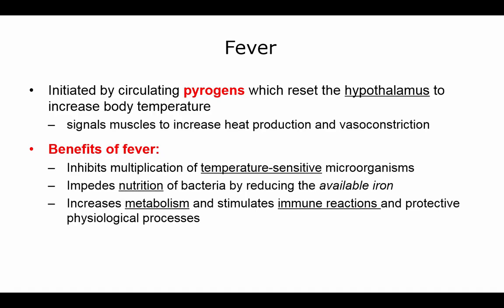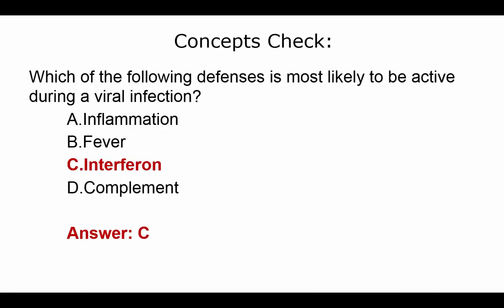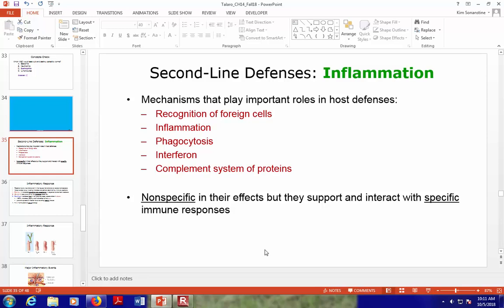It reduces the available iron. Heat does that, right? Because we're vasoconstricting, the bloodstream's not carrying as much liquid, and that's where we carry iron, right? It also increases metabolism, increases chemical processes, and stimulates immune reactions and protective physiological processes. So even though a fever is typically noted as bad, it could also be beneficial. So quick check, and that's the end of Chapter 14.